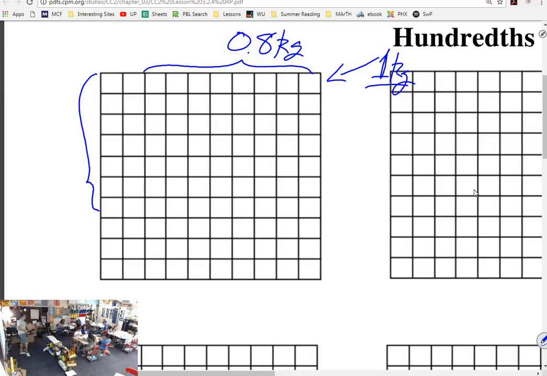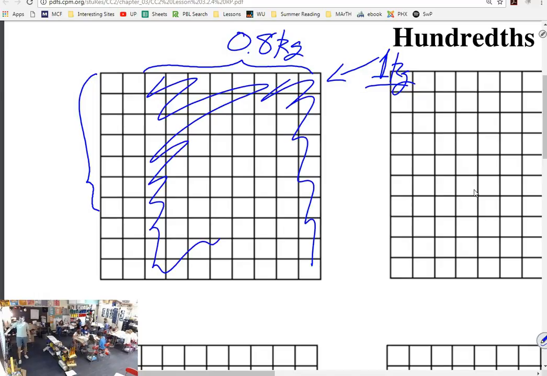Alright, now, as I walked around, most of us, not all of us, most of us in one way, shape, or form shaded in 8. This would be a lot easier if I was using highlighter, but I can't on this screen.